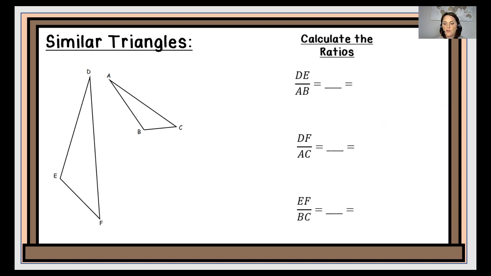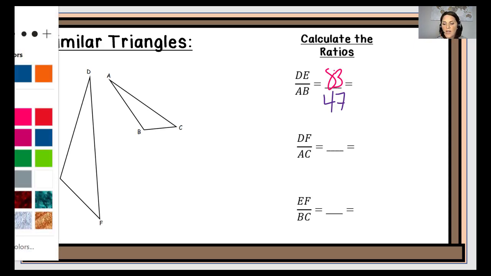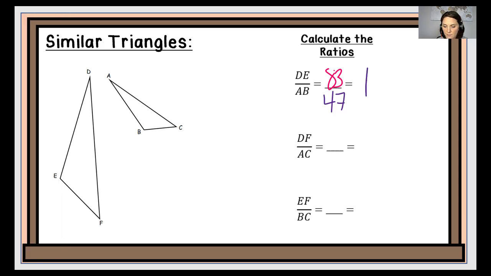Next, we're going to look at the ratios of the sides. So we're going to take our measure from DE and AB and write them as a fraction. We're going to look at the answer once we divide those two numbers. So I have 83 divided by 47, and that is equal to 1.7.